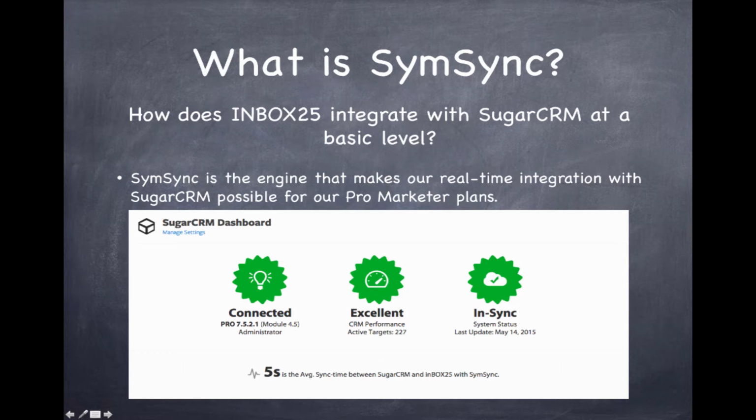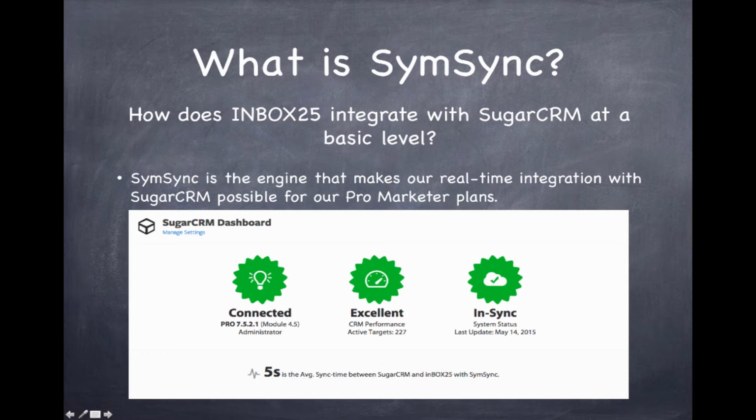Upon creation of your Inbox25 account, your first step is connecting that Inbox25 admin account to the admin account in your SugarCRM instance. This screenshot on the screen is displaying your symsync dashboard. The icon on the far left will display your SugarCRM version and the current module of Inbox25 you're running. In our case, we're running Pro 7.5, and we have our newest module 4.5 installed. If you notice that you're not using module 4.5 at the time of this webinar, you're going to want to go ahead and download our new module and reinstall it onto your instance.